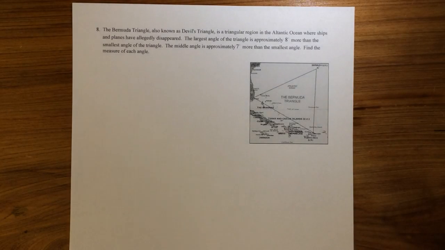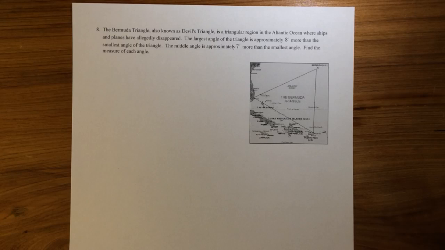The Bermuda Triangle is also known as Devil's Triangle. It is a triangle region in the Atlantic Ocean where ships and planes have allegedly disappeared. The largest angle of the triangle is approximately 8 degrees more than the smallest angle of the triangle. The middle angle is approximately 7 degrees more than the smallest angle. Find the measure of each angle.